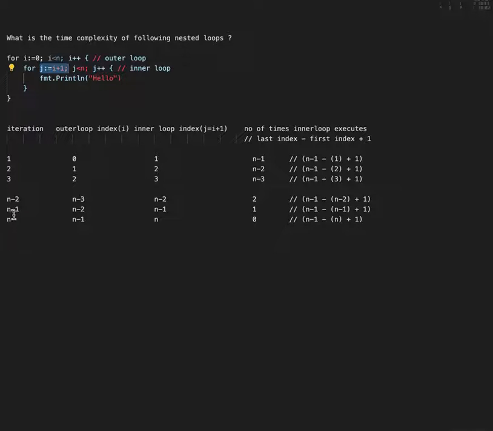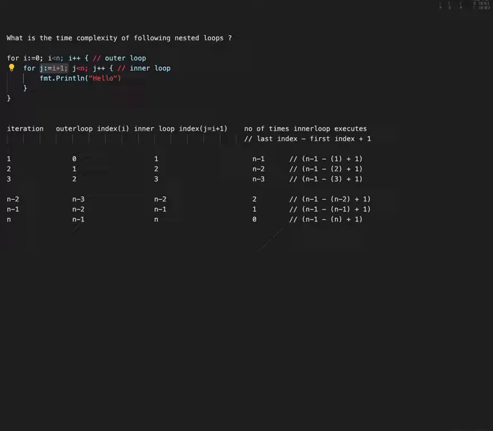For the nth iteration, the outer loop index would be n minus 1. The inner loop index would be n since j is equal to i plus 1, and the number of times the inner loop executes for the nth iteration would be 0.